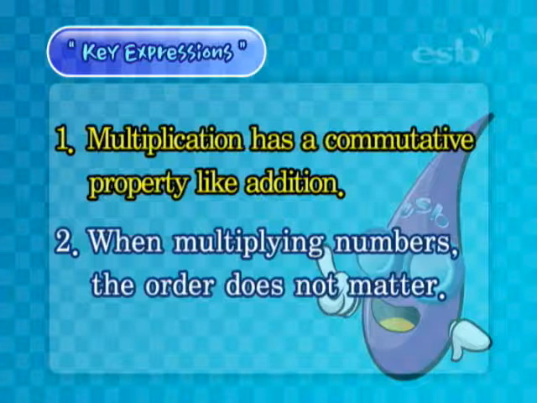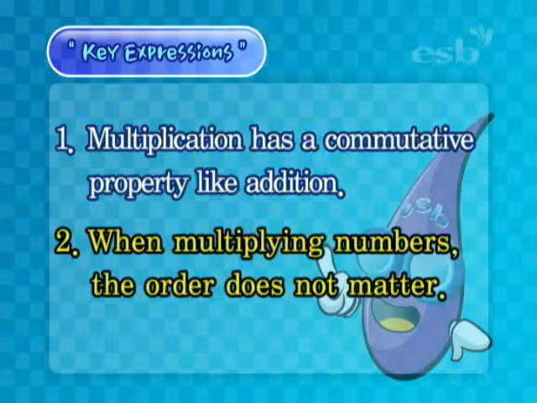Multiplication has a commutative property like addition. Number 2. When multiplying numbers, the order does not matter.